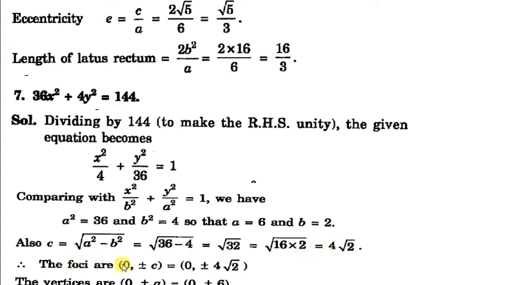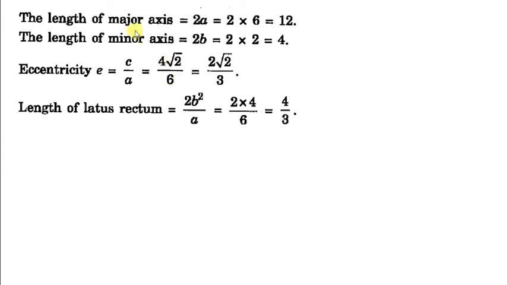And the focus are 0 comma plus minus c, that is 0 comma plus minus 4 root 2. And vertices are 0, plus minus a, and the value of a is 6, so plus minus 6. Length of major axis is 2a, so 2 multiplied by 6, 12. Length of minor axis is 2b, put the value of b, we get 4. And eccentricity is defined as c by a, so after putting the values of c and a, we get the eccentricity as 2 root 2 by 3.